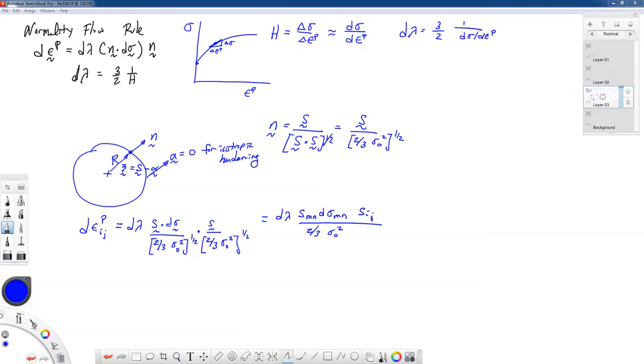If I put in my expression for my plastic tangent modulus, I can have the 3/2 1/h S mn d sigma mn over this 2/3 sigma naught squared, and now my S ij. Alright, now let's take a look at that term on the top that has the summation in it. This term right here. S mn d sigma mn.